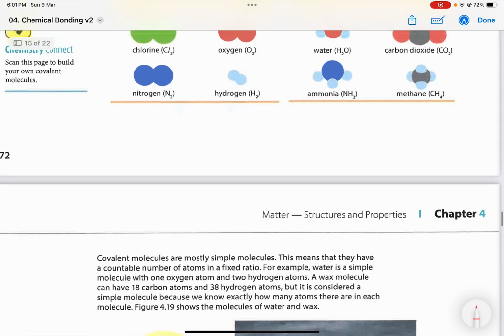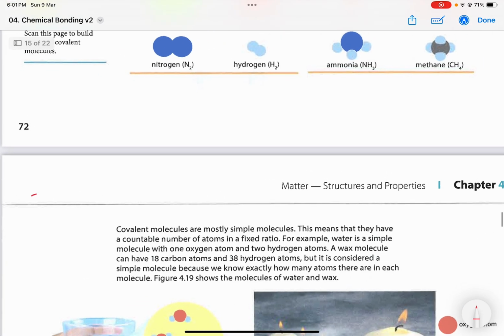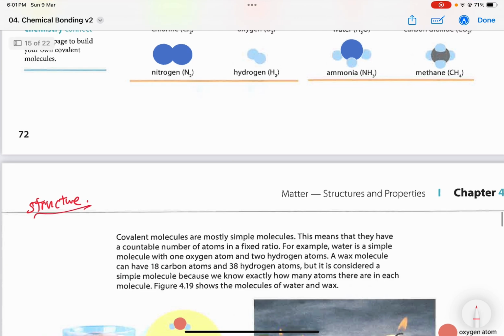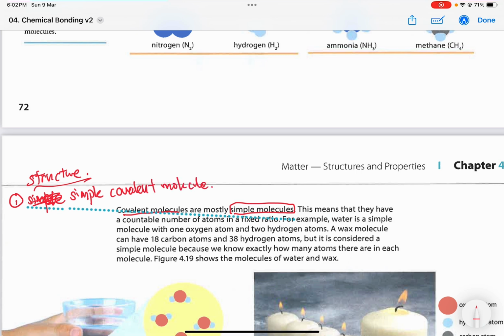Now let's look at the structure of covalent. So now we are looking at the structure of your covalent bond. In terms of structure, covalent molecules are usually simple molecules. So in terms of structure, there's a first kind which is called a simple covalent molecule. That's a structure.